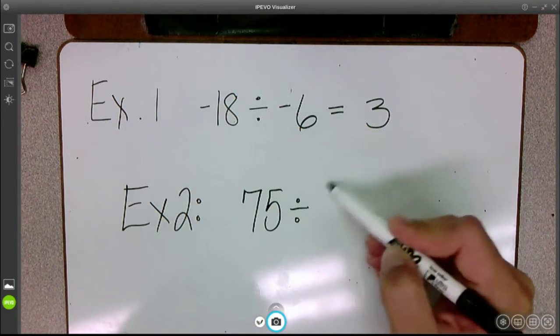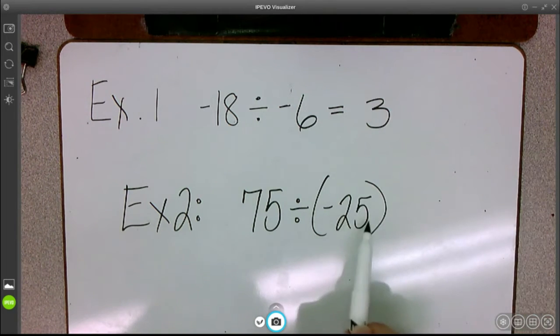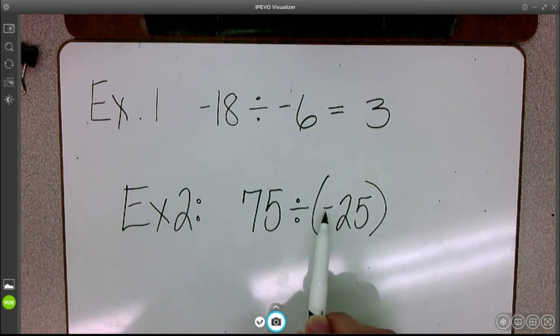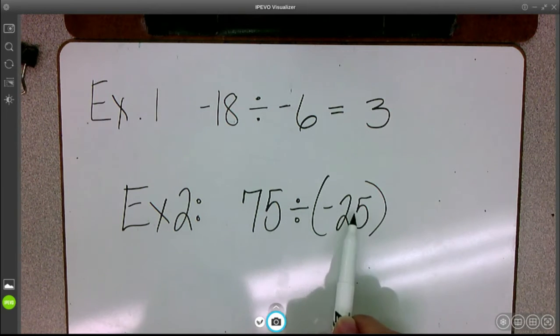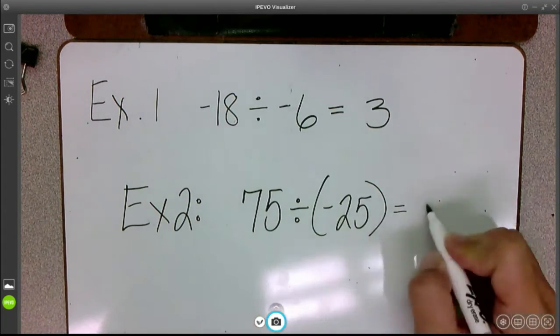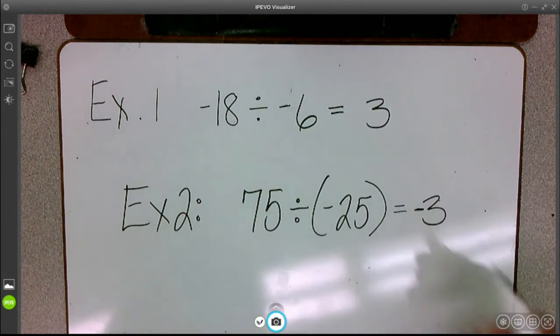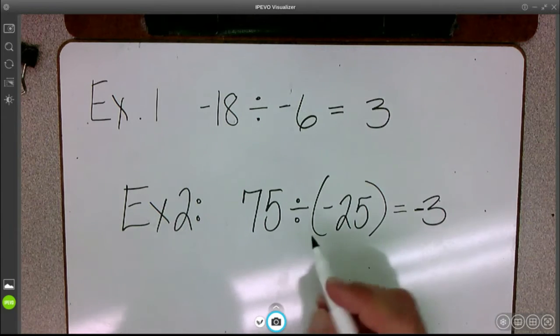75 divided by negative 25. And remember, we are only grouping the negative sign with the number to separate this so people don't think it's 75 divided by minus 25. It's a negative 25. So the division doesn't change, and you can use your calculator for that if you want, but 75 divided by 25 is 3, and then a positive divided by a negative is a negative. So our answer is negative 3.